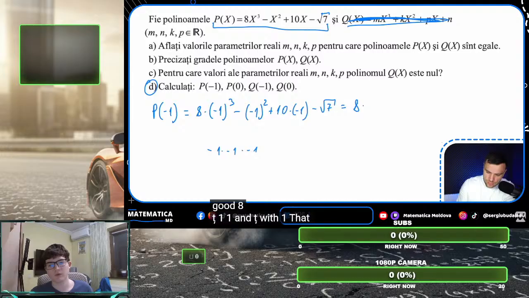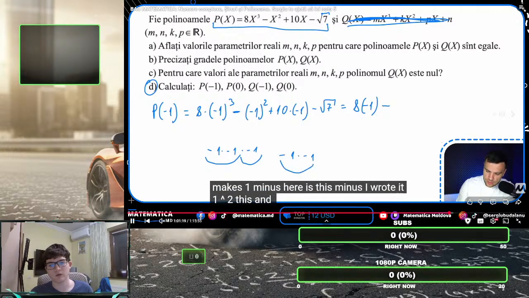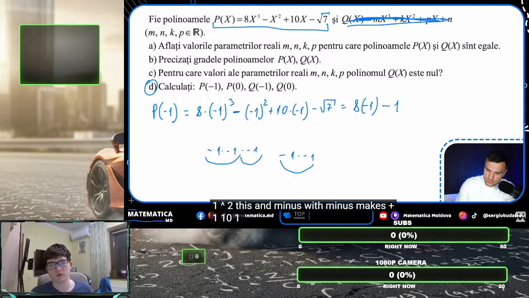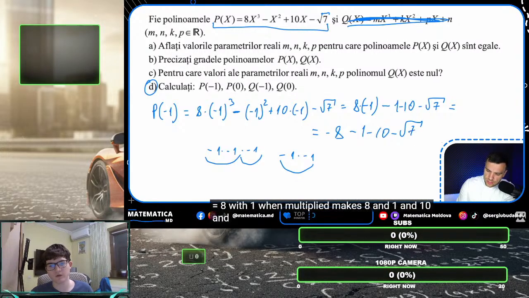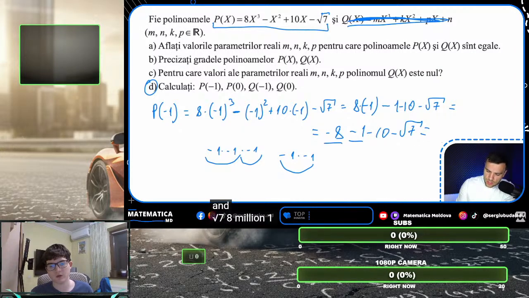So minus 1 just stays like that, so it's gonna be minus 8. That's gonna be 1, because power 2. And that's gonna be minus 10. So we're gonna have minus 8, minus 11, minus square root of 7. So that's gonna be minus 19 minus square root of 7.